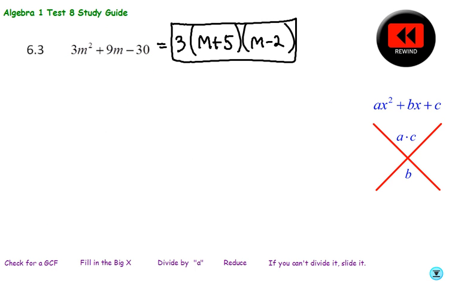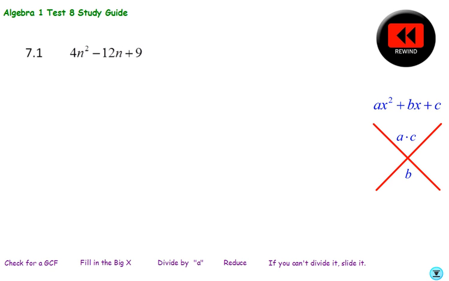All right, so let's see what you should have got there. Should have got 3 times m plus 5 times m minus 2. All right, so let's move along. Let's take a look at number 7.